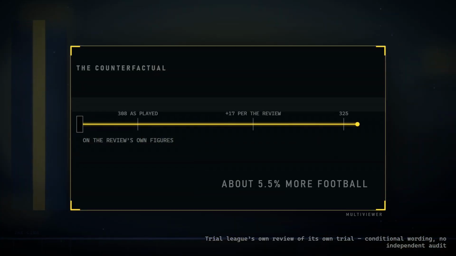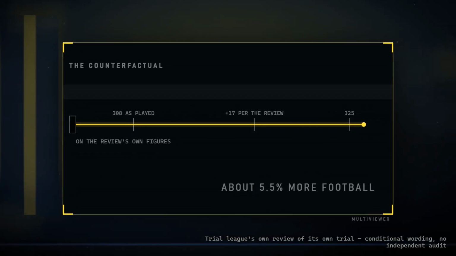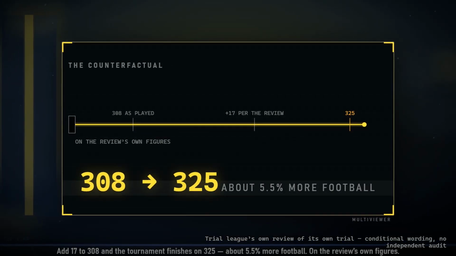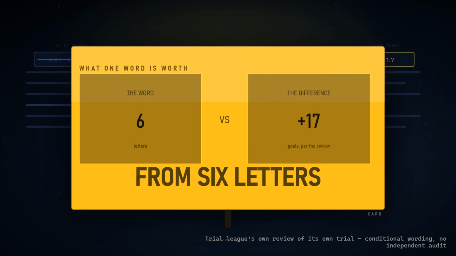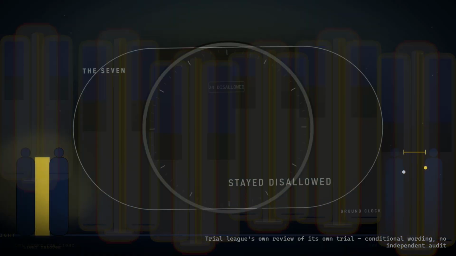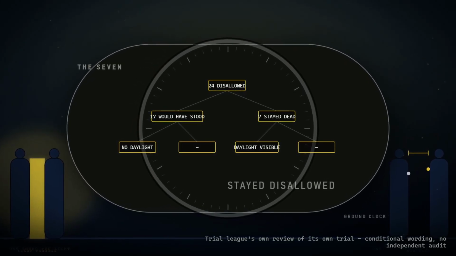Add 17 to 308, and the record tournament you just watched finishes on 325. About 5.5% more football. From 6 letters. That is what one word is worth. Which brings us to the 7. They matter more than the 17.